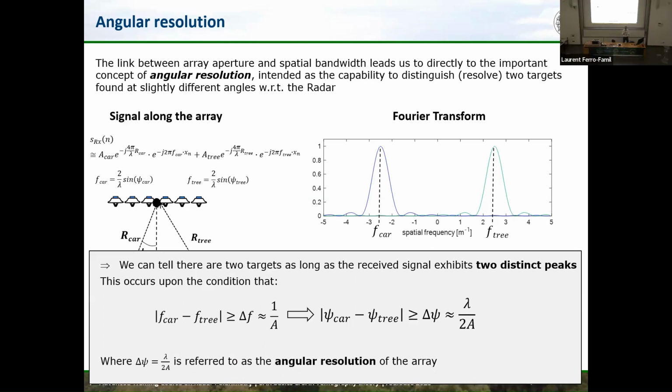And again, we can cast a condition. So we can say that the difference of the frequency of the car and the frequency of the tree has to be larger than the frequency resolution of our system, which is the inverse of the length of the array. And so if you do some calculation, there is a conversion law between frequency and angles. We can say that we have an angular resolution that is given by the wavelength over twice the array length. So the larger the bandwidth, the finer your range resolution. The larger is your array, the finer is your angular resolution. So if you see an array with hundreds of antennas, then you know why. They want to have a very fine angular resolution.